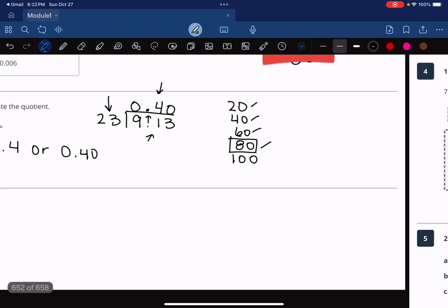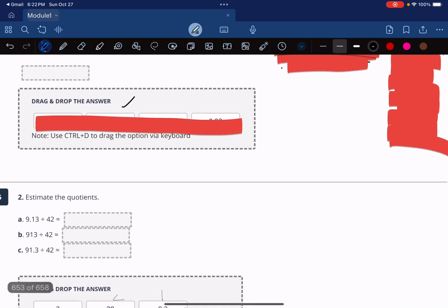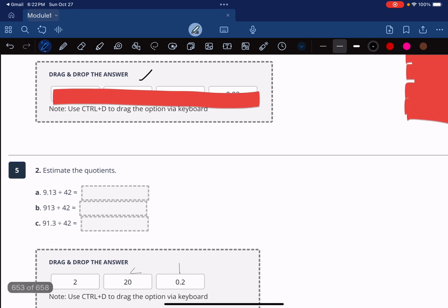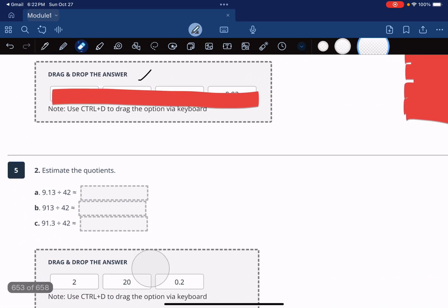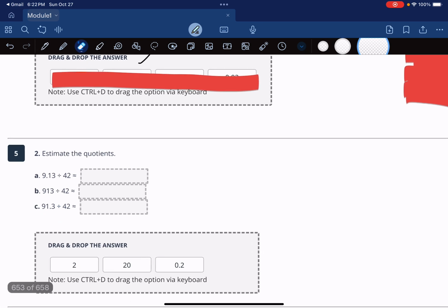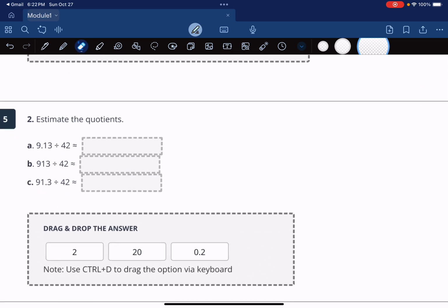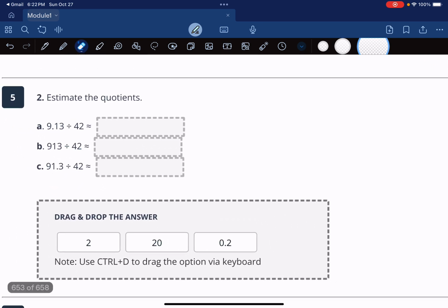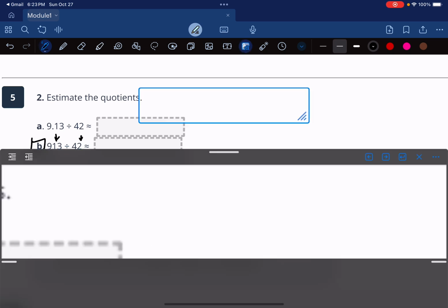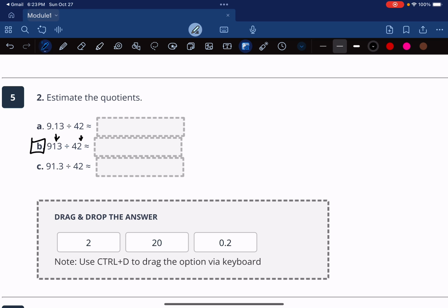So now let's move over to the next one. I'm going to do number 5, which is number 2 in the book. But number 5, I personally am going to start with B. I'm going to start with B because there are no decimals at all. If you notice, all of our numbers are similar to each other.